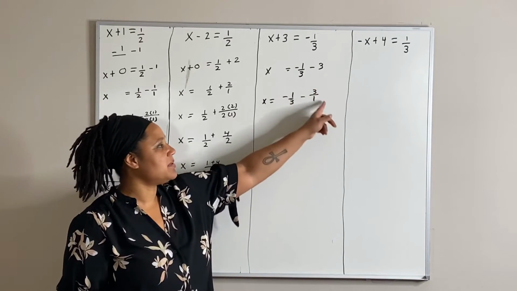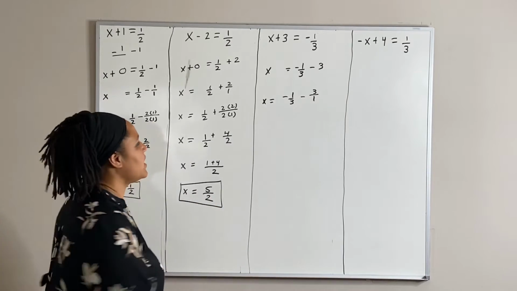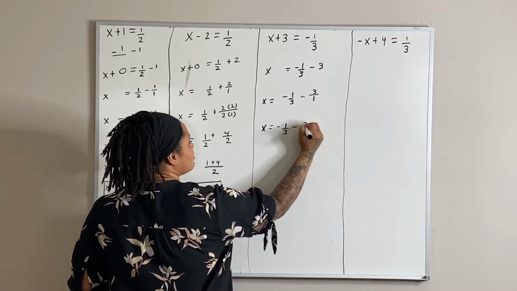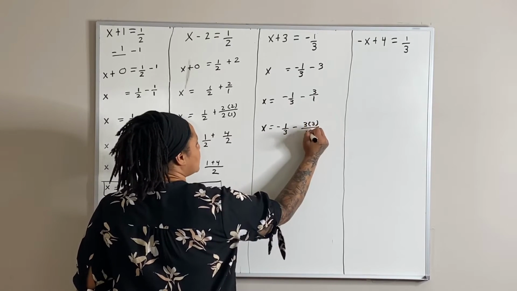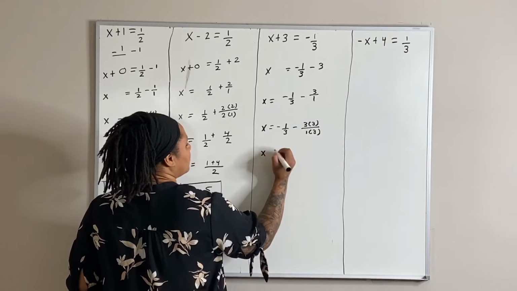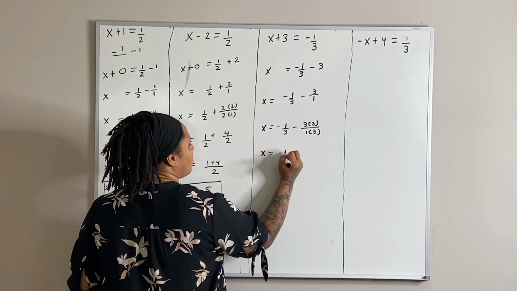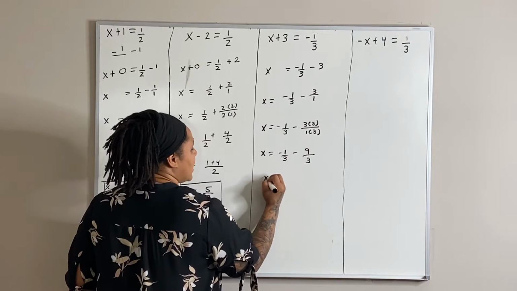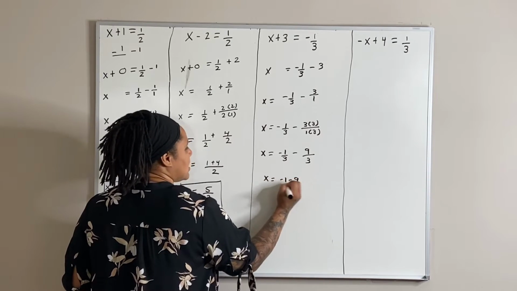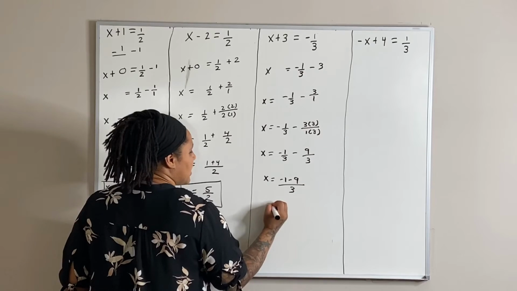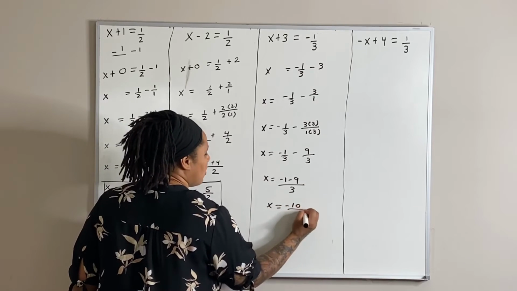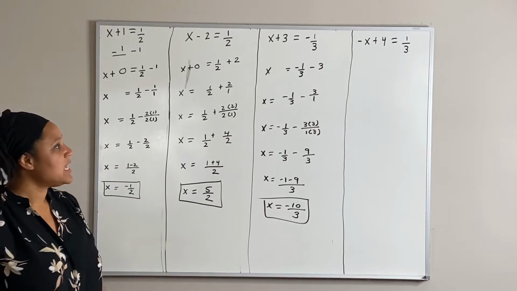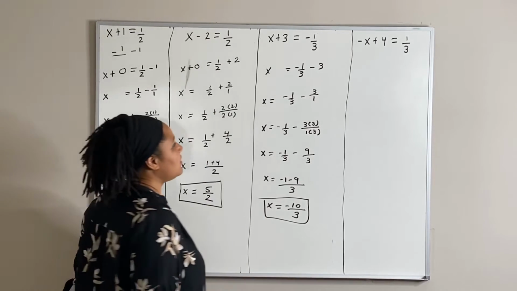That means we need to multiply the top and the bottom of this fraction by 3. So I'm going to say x is equal to -1/3 minus 3 times 3 all over 1 times 3. Again, we have x is equal to -1/3 minus 9/3, which means we have x is equal to -1 minus 9 all over 3, which means we have x is equal to -10 over 3. Okay, and that is your answer for this third one. Let's look at our final one here.